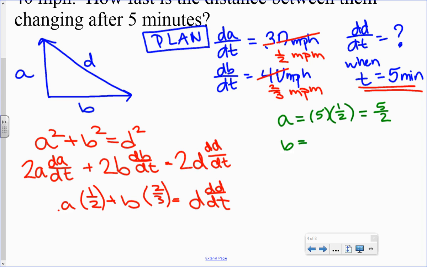B. Our time is 5 minutes times our rate, 2/3. That's 10/3. Okay. Now we have to figure out what D is. Well, we know the Pythagorean theorem is A squared plus B squared equals hypotenuse squared. So with your calculators, figure out what D is so we can plug that in.